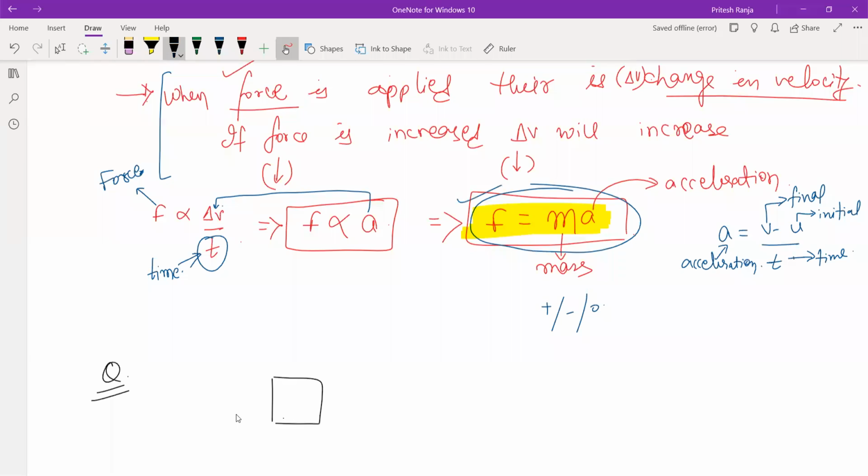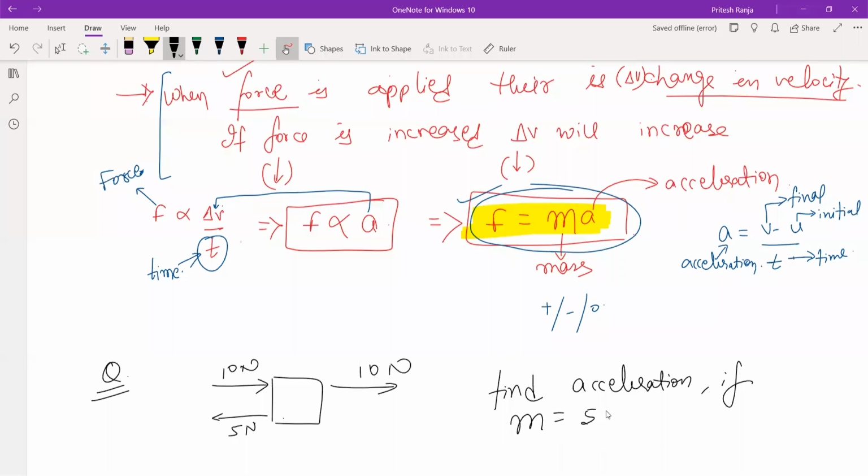So this is the object, this is 10 Newton, this is 10 Newton, and this is 5 Newton. We have to find the acceleration of the object if mass of the object is 5 kg. Those who have solved it will mark it yes.